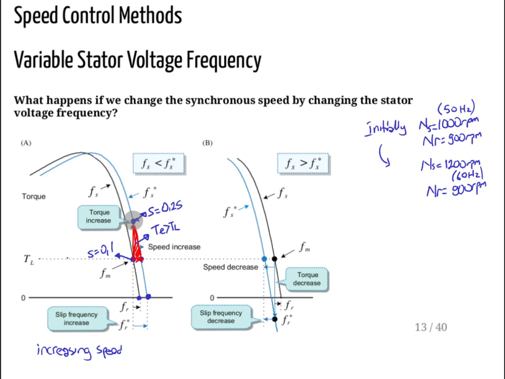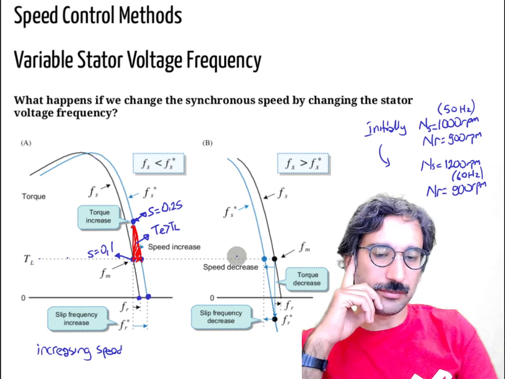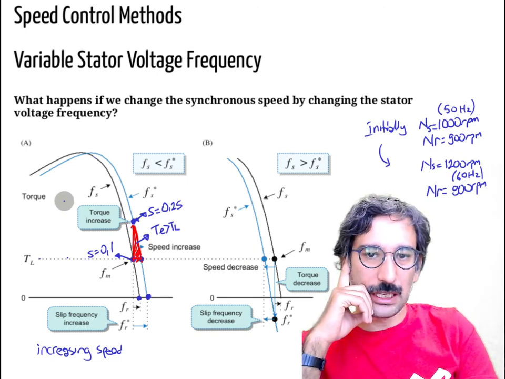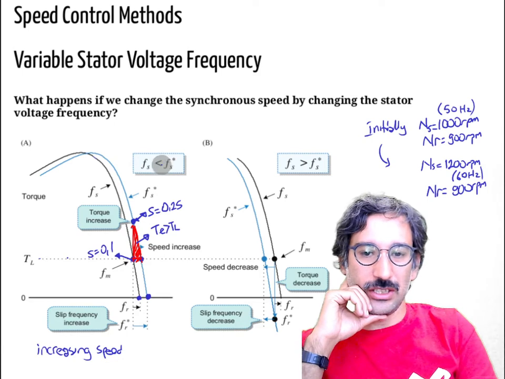So your system will increase speed until where? Until you have the next intersection point. You can increase the frequency, the speed will stay at 900 RPM instantly, but at that point your slip increased, so you generate more torque, you draw more current, and your system will keep increasing its speed. The acceleration will reduce, but it will still keep accelerating until you reach your next operation point. So this is how you can increase the speed by changing frequency.